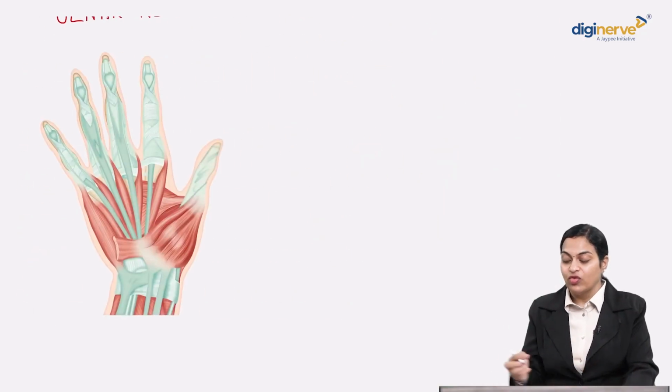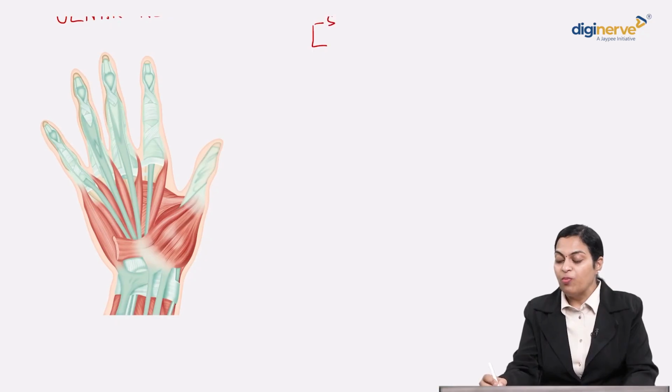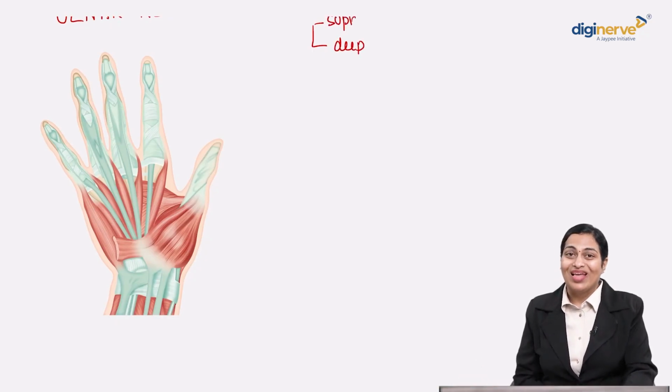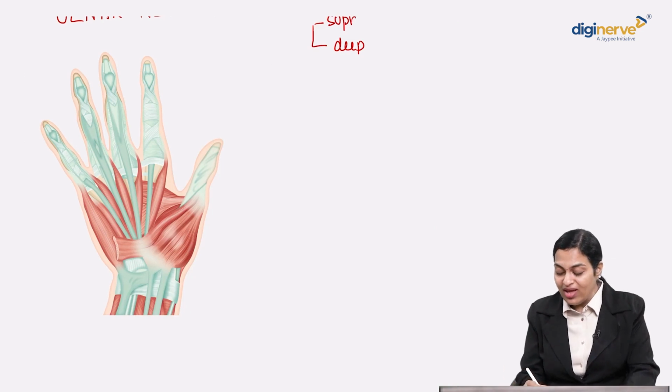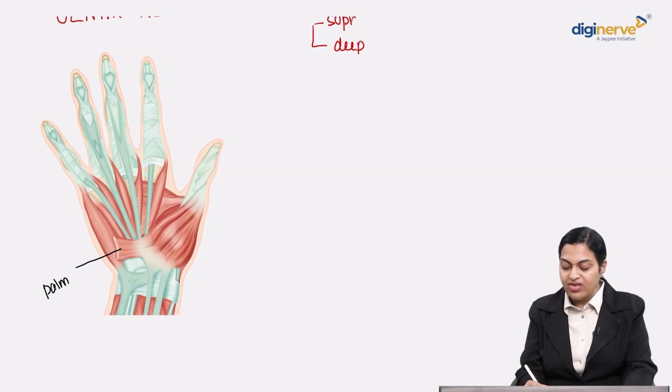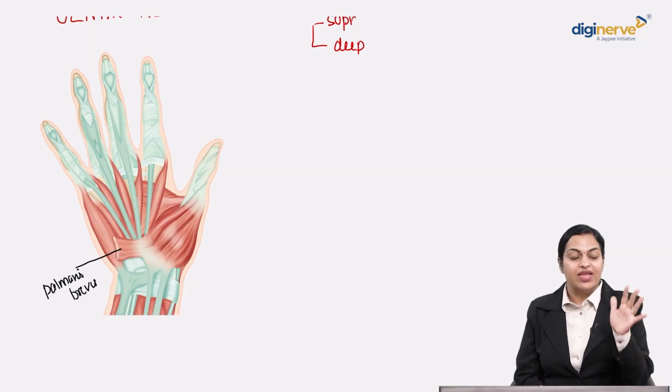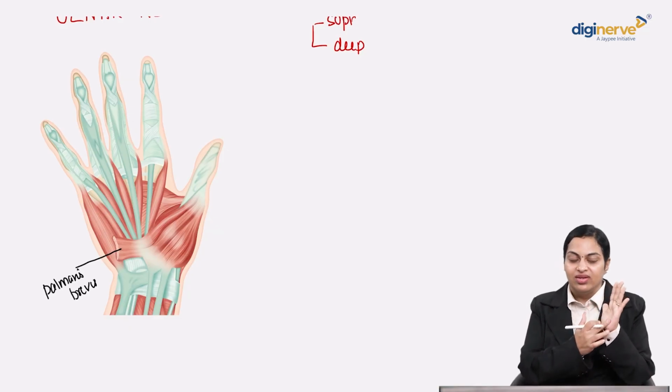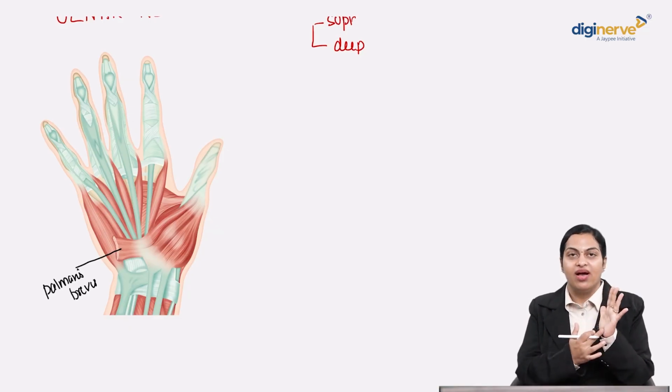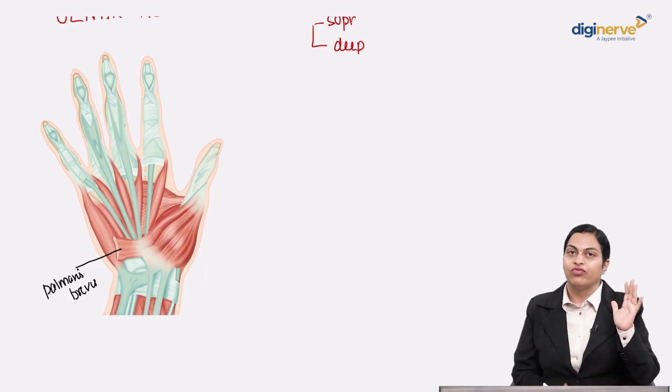In the hand, it's going to divide into a superficial branch and deep branch. The superficial branch of ulnar nerve supplies the subcutaneous muscle here, palmaris brevis. And then it supplies the skin over the medial 1.5 part of the palm, the entire little finger and the medial half of the ring finger, right?